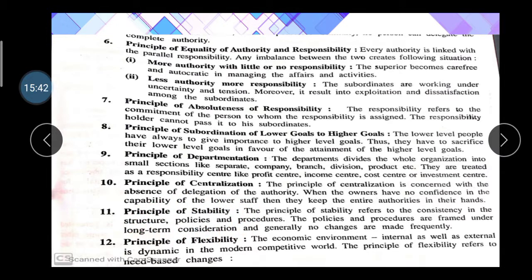The economic environment, both internal and external, is dynamic in the modern competitive world. So you need the principle of flexibility. It refers to the need to change, meaning you cannot follow one structure. You cannot have rigidity in your organization structure. Your organization structure should be flexible, because in a new market, with a new structure, you have to be flexible. Without flexibility, you cannot remain stable in your organization in the competitive market.